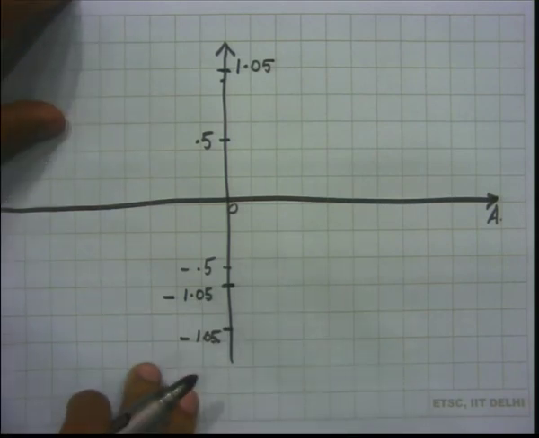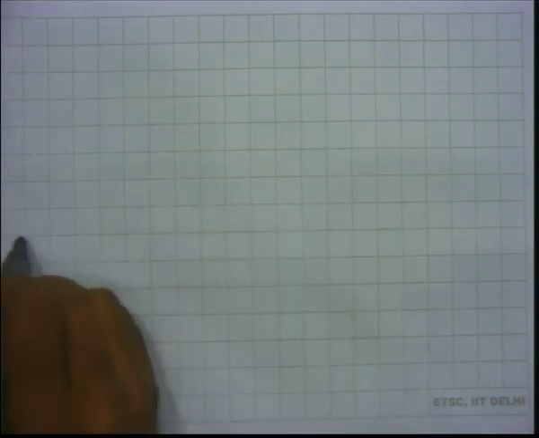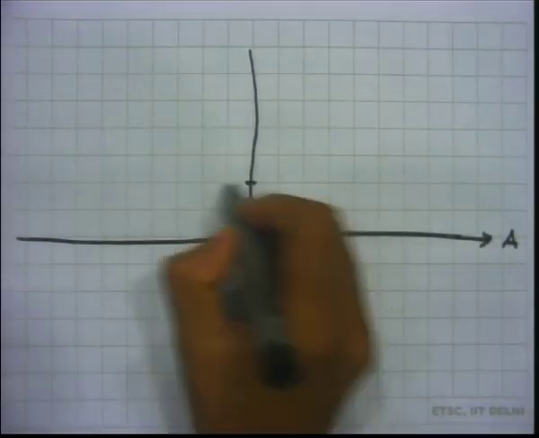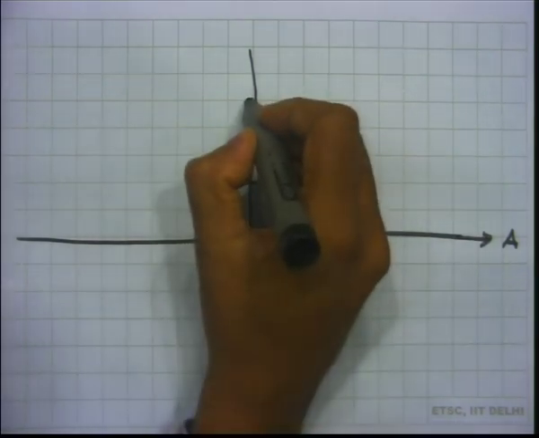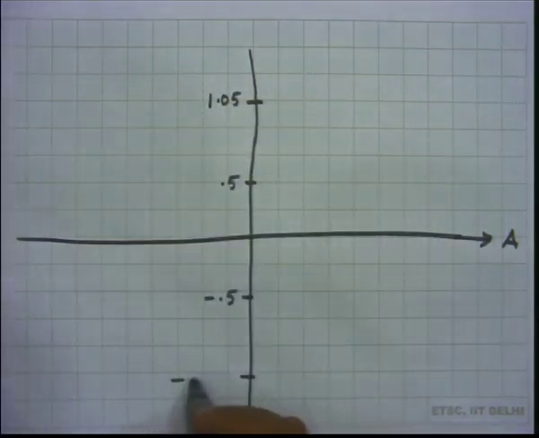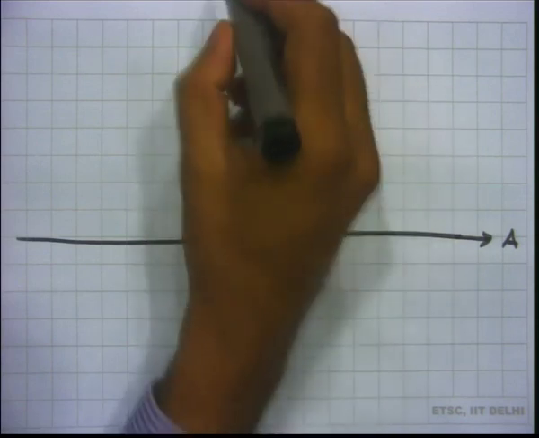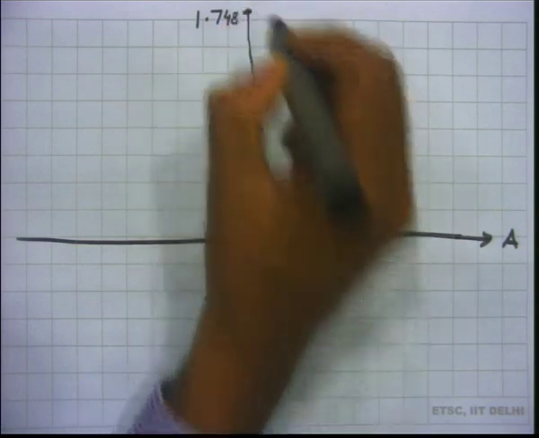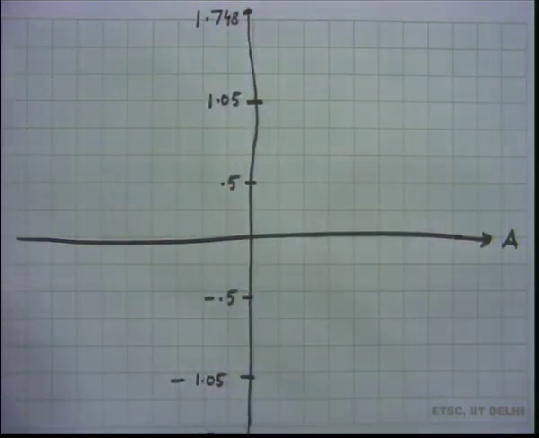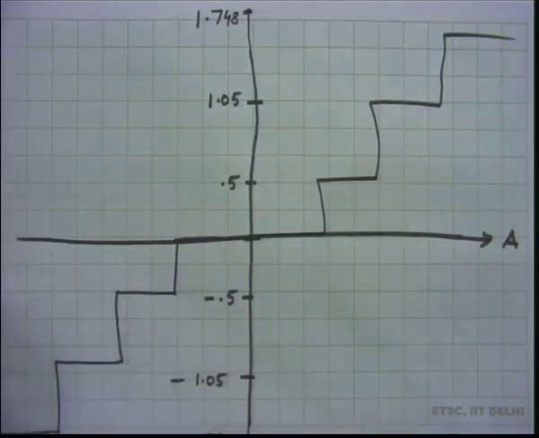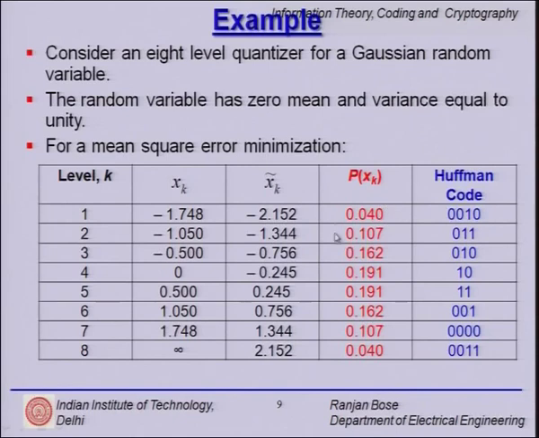Now, if we can just redraw this, so that there is not much scope for confusion. We have an amplitude and I have got 0.5, minus 0.5, and then 1.05 and minus 1.05. And then we do not go up to 1.5, we go right up to 1.748 and then again here we have minus 1.748. So, we have these kinds of quantization levels which we can define, and so forth.